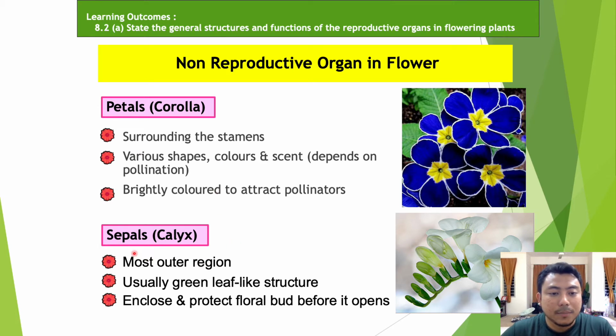Next is the sepals or calyx. It is the most outer region of the flower, usually a green leaf-like structure. The function is to enclose and protect the floral bud before it opens. Ni ada punya tapuk dia tu lah, the one that is green in color. This is sepals.